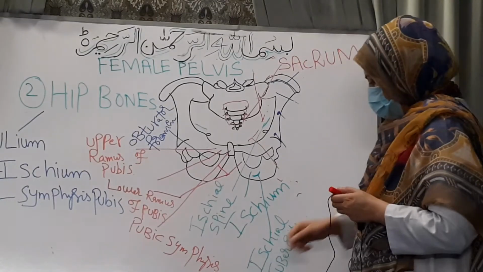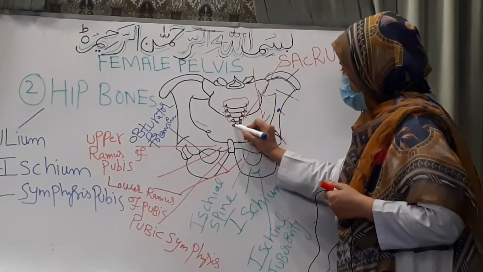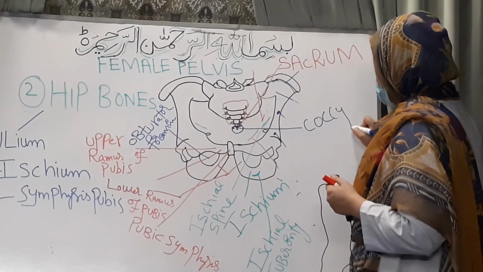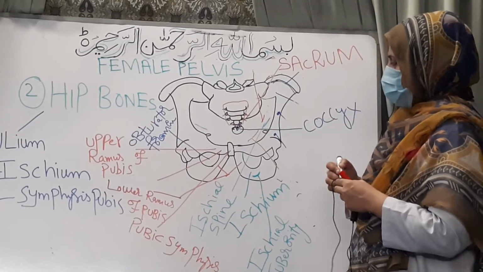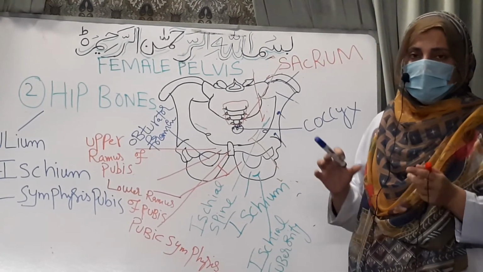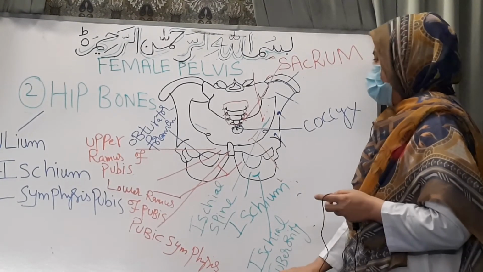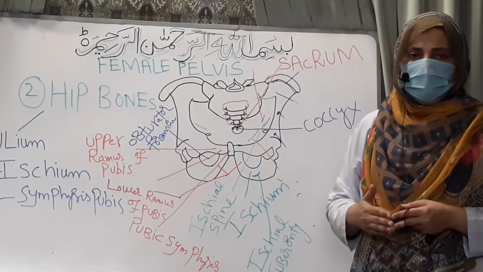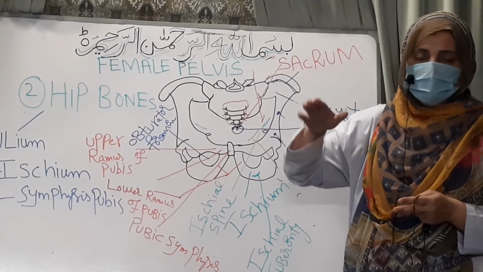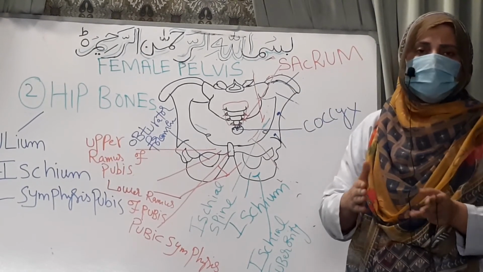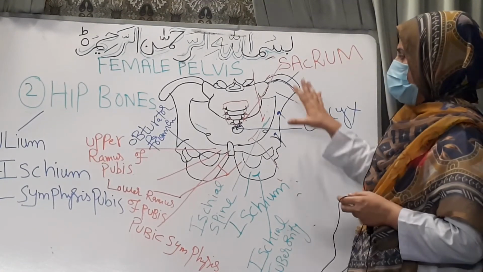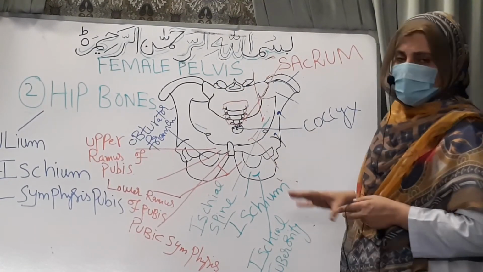Clear? Now look at this bone. The last bone is known as coccyx. Coccyx is the third bone of the female bony pelvis. During childbirth and delivery, the coccyx turns backward and helps in the birth of the baby. I think you are very clear on this female bony pelvis.